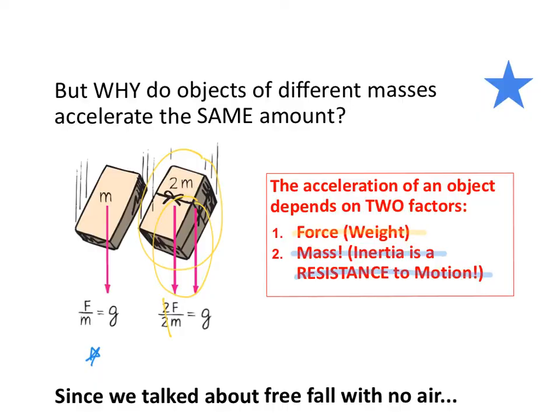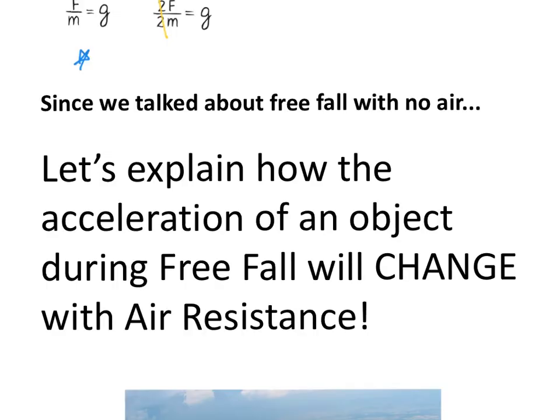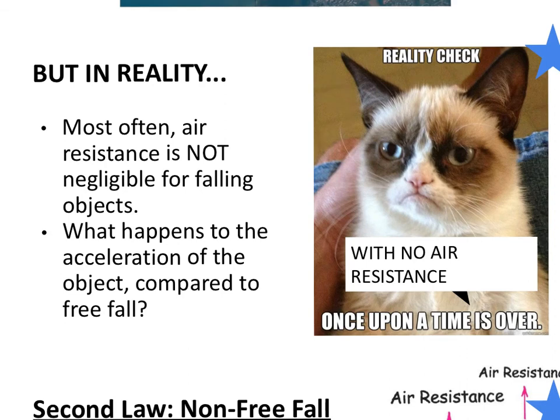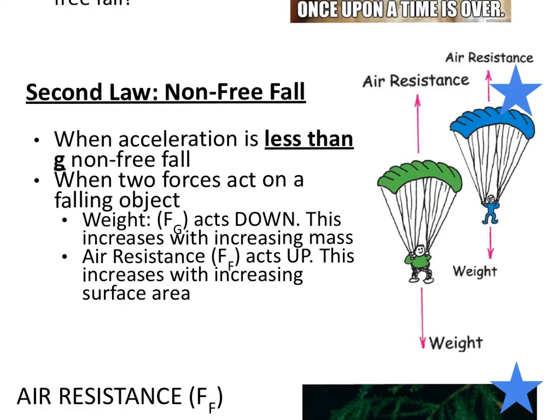So now that we've talked about free fall with no air, let's talk about something that's in non-free fall, or something that will have air resistance acting on it. For the most part, air resistance is non-negligible for falling objects, meaning I have to make sure that I'm including it. So what happens to the acceleration of the object compared to a free fall? Well, let's find out. So in Newton's second law, anything that's considered non-free fall is when acceleration is less than g.